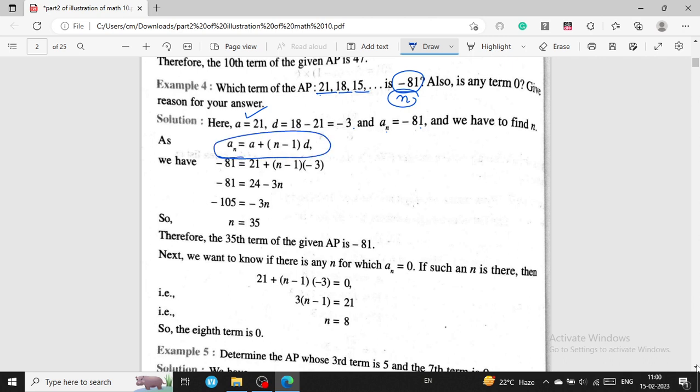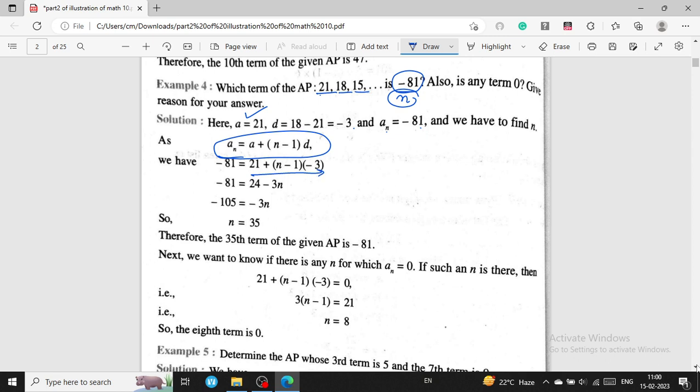an is equal to a plus (n minus 1)d. an is given as minus 81, a is given as 21, n we have to find out, and d is minus 3.